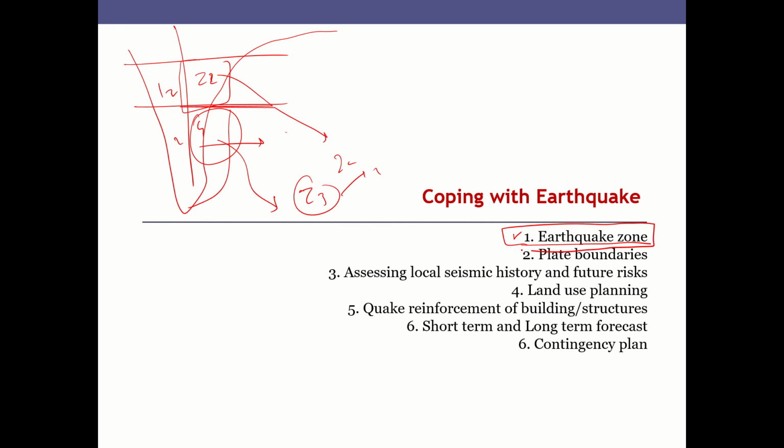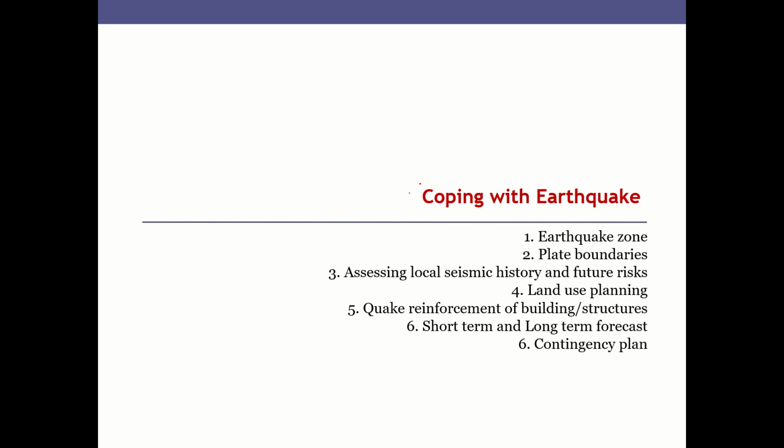So having an earthquake zone is one of the ways of coping with the earthquake. That means we try to prepare specific mitigations based on earthquake zones. And plate boundaries, this is probably a regional level identification of plate boundaries and respecting that, and then designing accordingly. Assessing local seismic history and future risk, this is another important step.